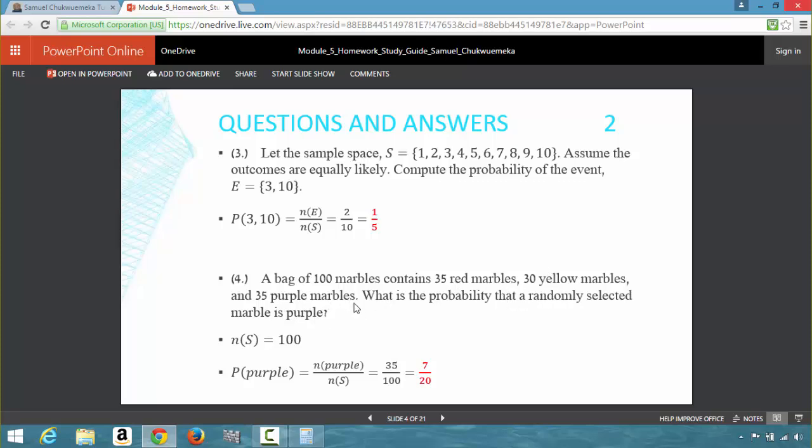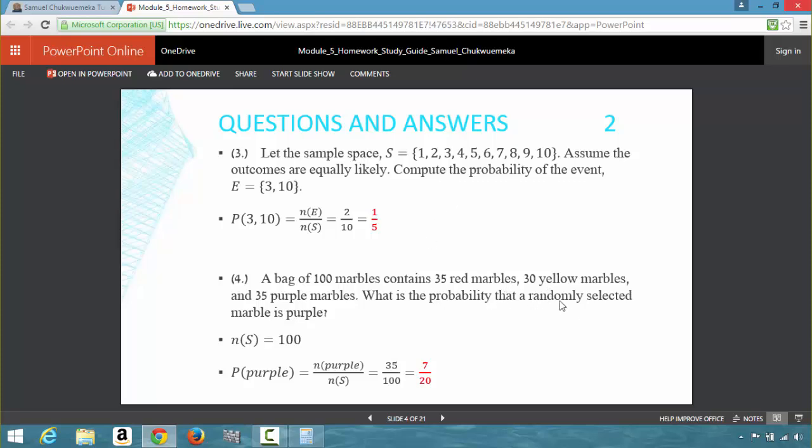35 purple marbles. So the cardinality, how many purples do you have? The cardinality of the event of selecting purple will be 35. And of course, the sample space, they told us it is a bag of 100 marbles. But assuming they did not give us 100 marbles, you can get the sample space by adding these 35 plus 30 plus 35, and that gives you 100. So you have 100 marbles.